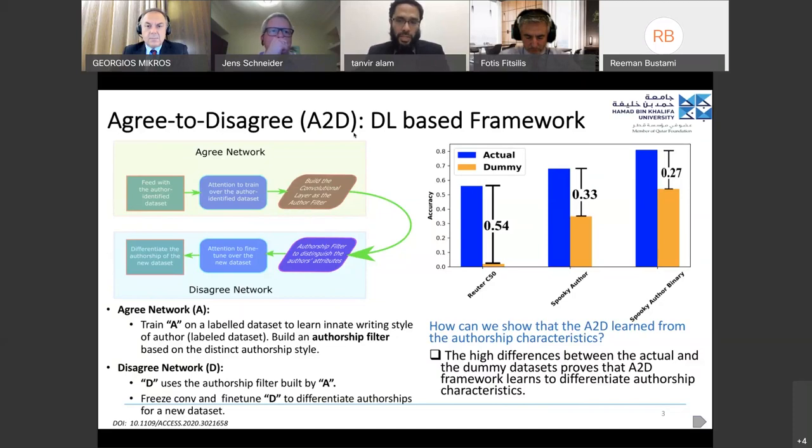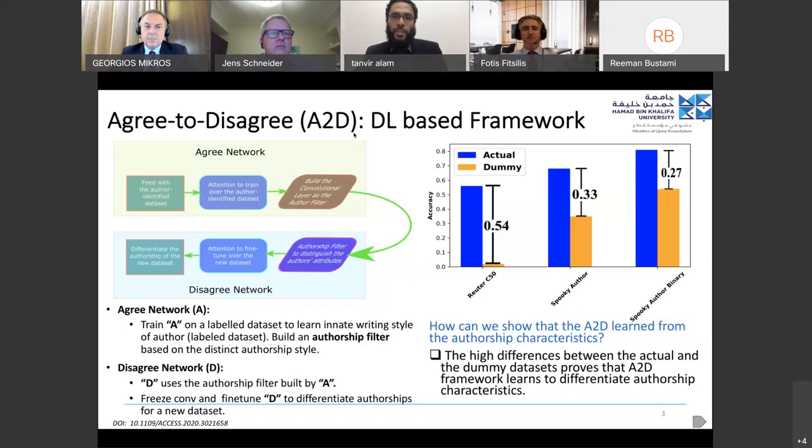In the first stage, we developed a network, we called it Agri Network, which considered the labeled data and tried to understand the innate writing style from the labeled data and create a kind of authorship filter to distinguish the authorship style. Then in the following stage, we called it Disagree Network, which used this authorship filter created in the first stage. It then considers a new data set to differentiate the authorships of the new data set, which was injected in the second stage of this multi-stage deep learning based network.